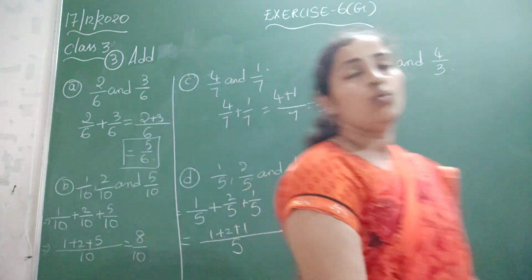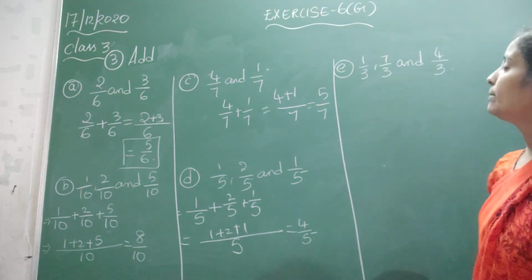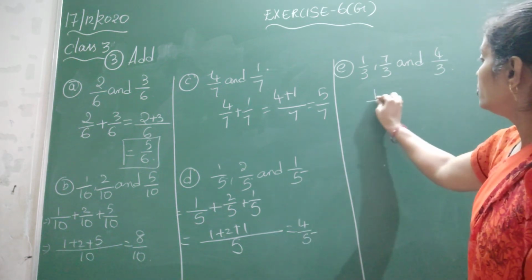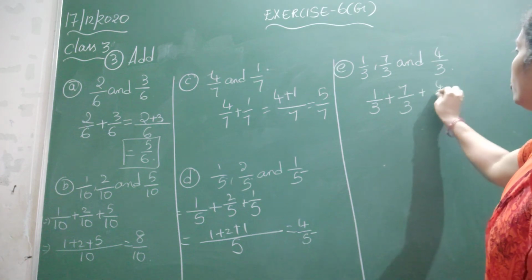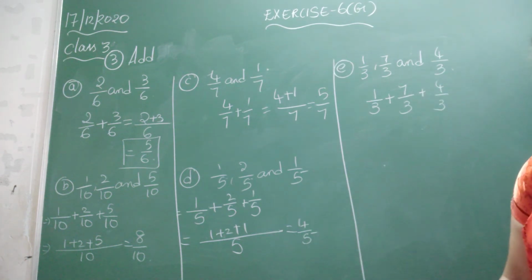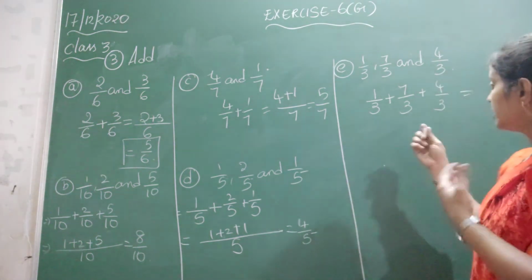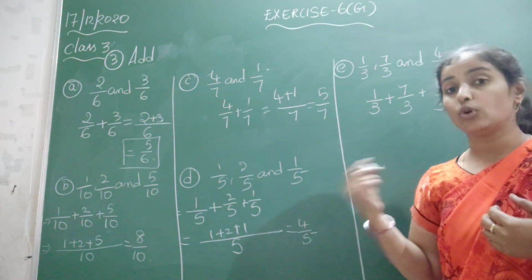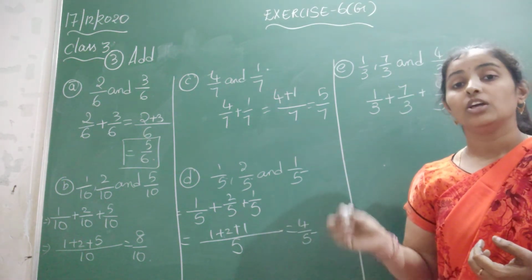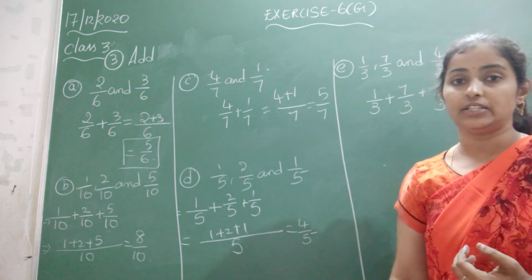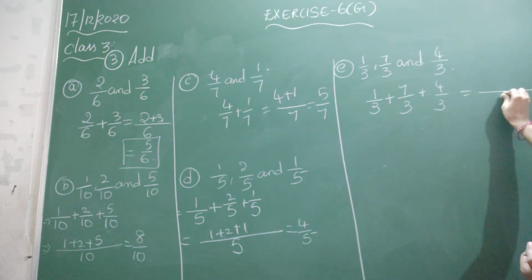Next question. 1 upon 3, 7 upon 3 and 4 upon 3. Write down 1 upon 3 plus 7 upon 3 plus 4 upon 3. Yes. So if you are taking 2 fractions or 3 fractions, or 4 or more than that, where the denominator is the same, then we need to add the numerator value. Yes, so you have the same denominator, that is 3.